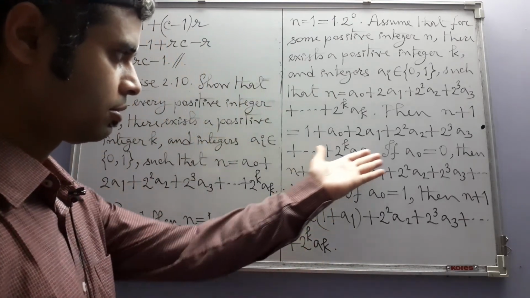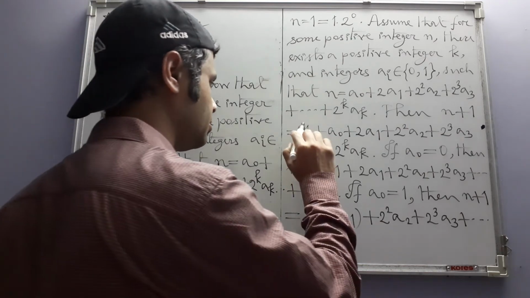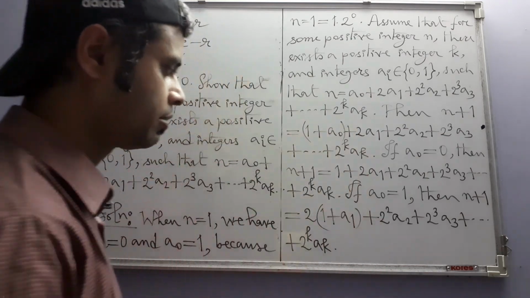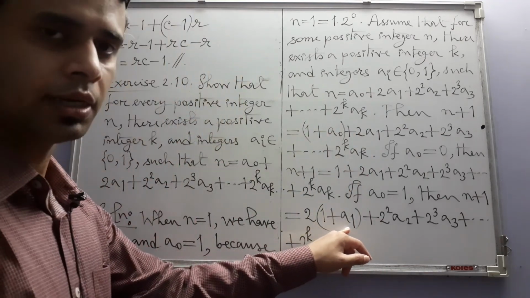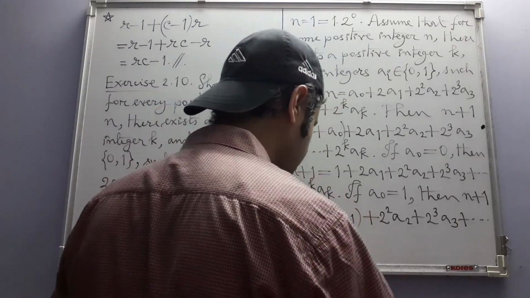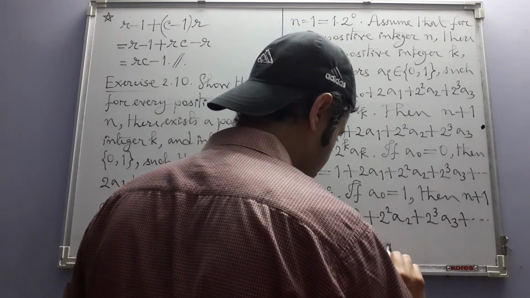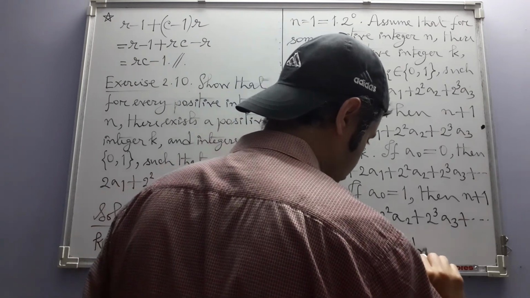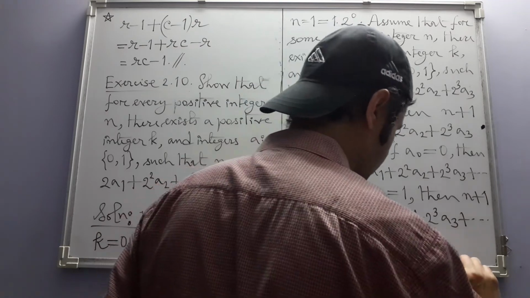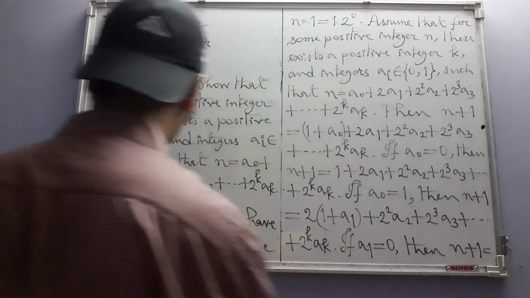Now whatever we did with a0, and actually if you see closely with 1 plus a0, we can now do with a1. So let's just write those next steps. If a1 is equal to 0, then n plus 1 is again of this form.